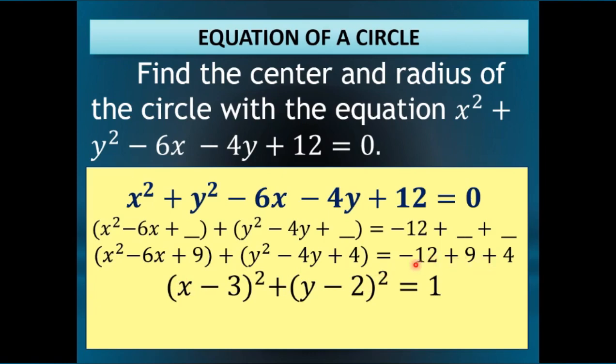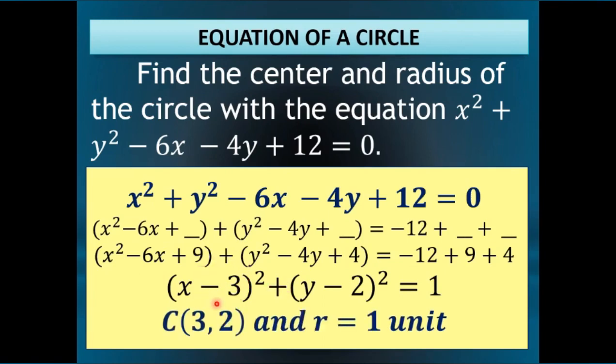And then on the other side, we'll simply simplify this. So negative 12 plus 9 plus 4 will be equal to positive 1. So therefore, we'll get already the center, or the values of h and k, and of course the radius, given this standard form. So we'll have the value of h, which is 3, the value of k, which is 2, and then for our r, since we have here 1, the square root of 1 is also 1. So we have the center at 3, 2, and the radius of 1 unit.